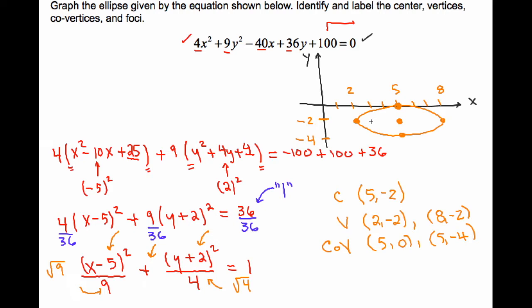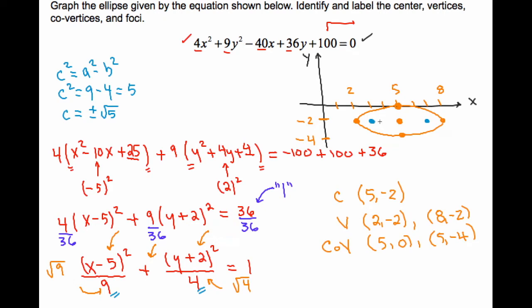Well, my last task is to find the foci, which I'll label along my major axis. To find the foci, what I'm going to do is remind myself that c squared is equal to a squared minus b squared. So c squared is equal to a squared, which is 9, minus b squared, which is 4, and that's 5. So c is equal to plus and minus the square root of 5.